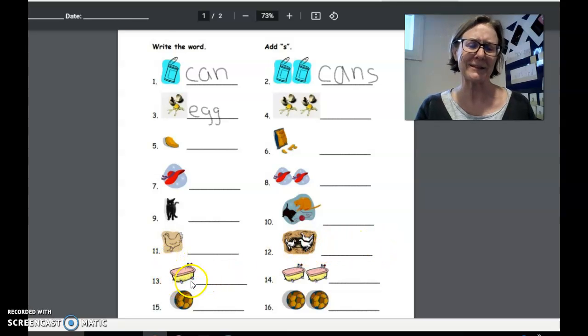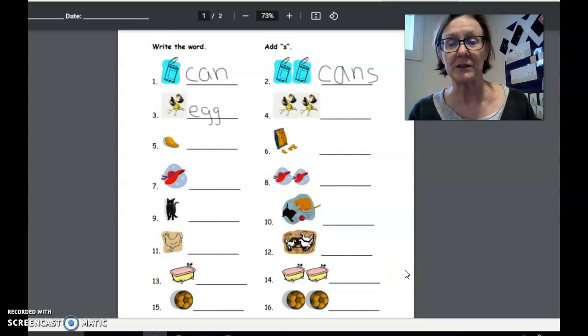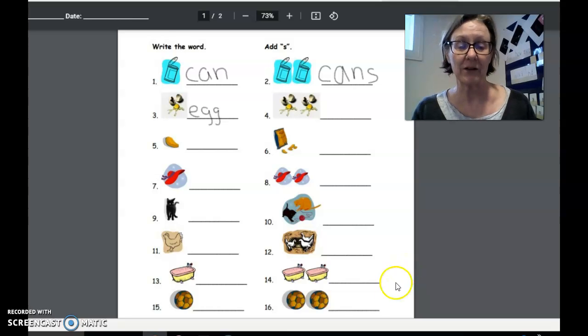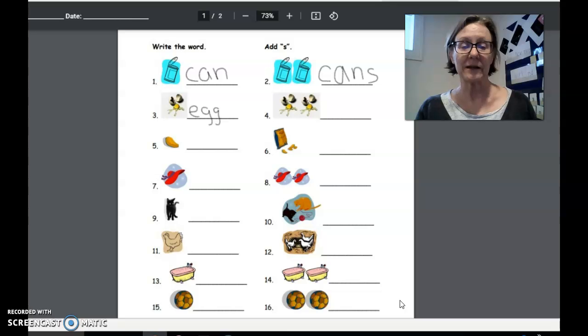What is this? This is a tub. One tub. Two tubs. Okay. Ball. One ball. Two balls. Okay.